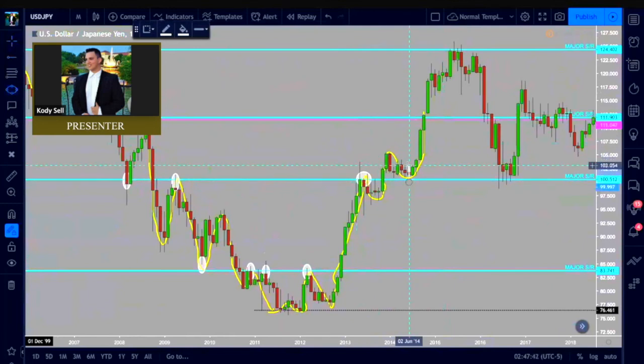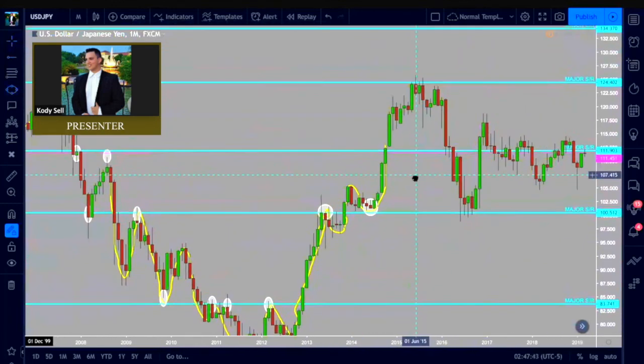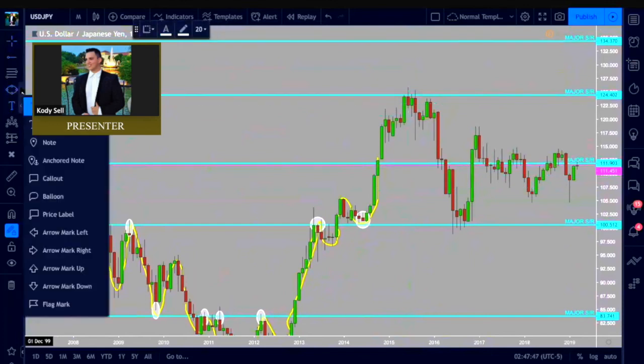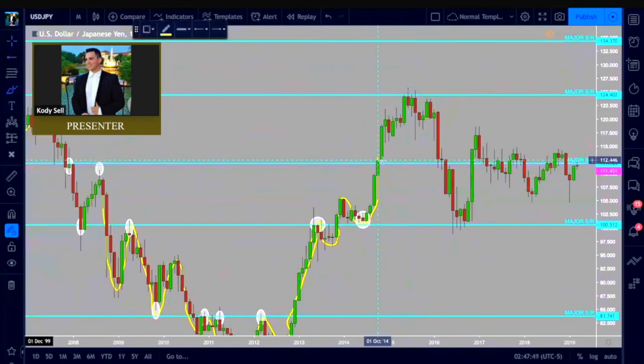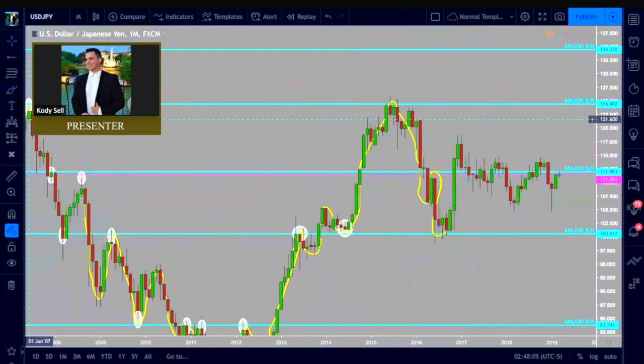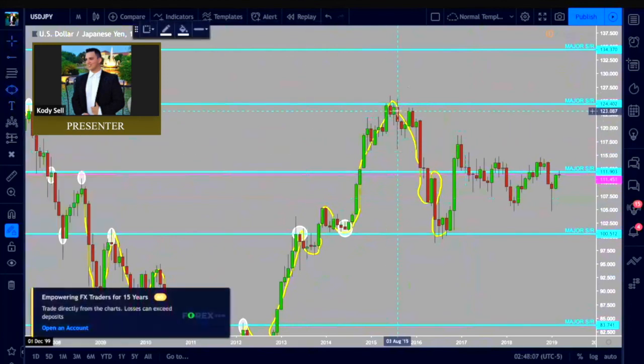Incredible. 15 years later, when we break our resistance, we go to that resistance that we had marked 15 years ago. Find resistance, fly back down to support. We break support, retest, come back down to our next support. Incredible. 16 years ago now.